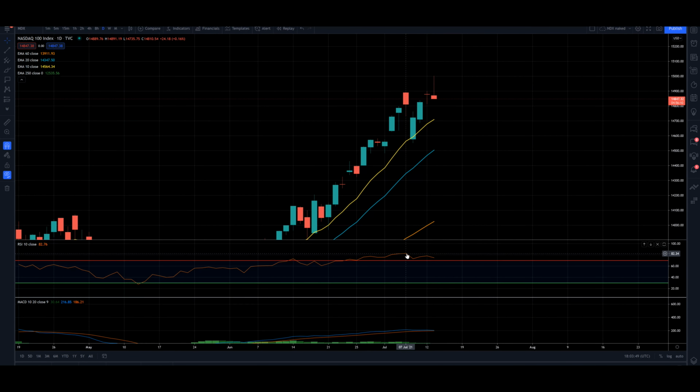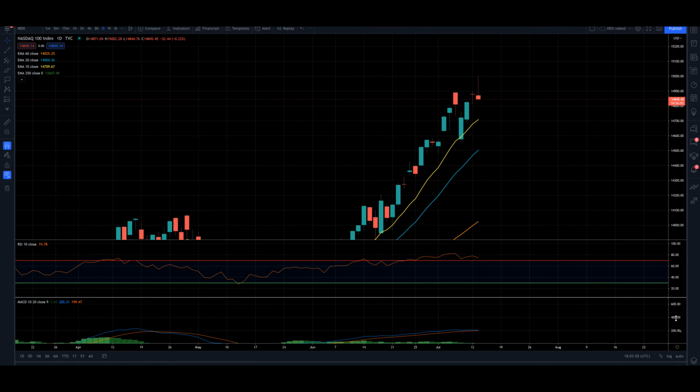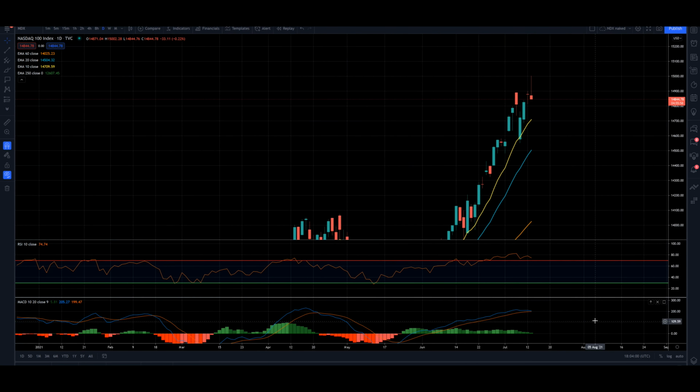We have a divergence between the high on the 7th of July and the high on the 12th of July. And today, obviously, we're setting another lower reading on the RSI. So we do have some divergence on the short term.